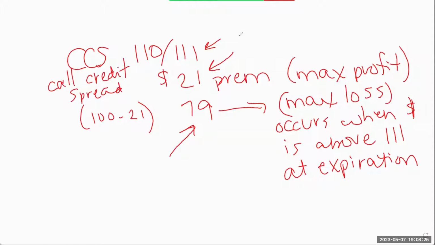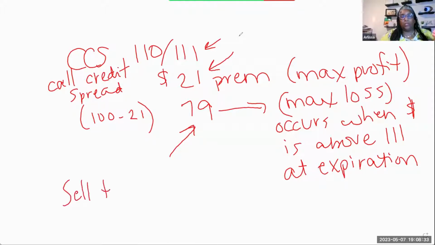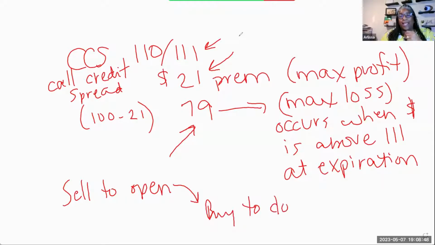At any point in this trade, you can buy to close, because when we opened this, we sold to open, right? Sell to open. Any trade, we were selling to start. So at any point in the trade, if you think it's not going to do what you want it to do, it's not looking like it's going to do its thing, then you can buy to close. And basically you pay to exit the trade.